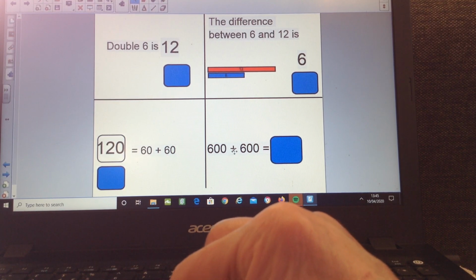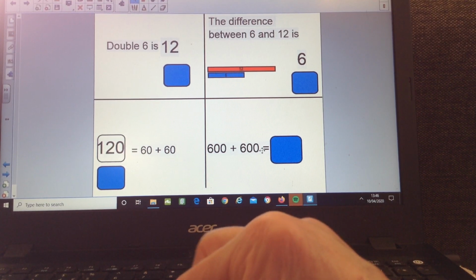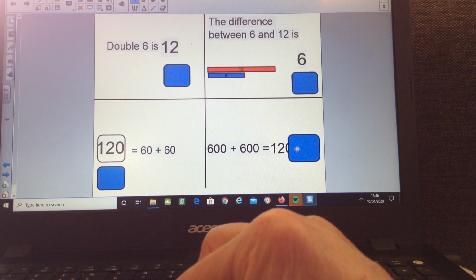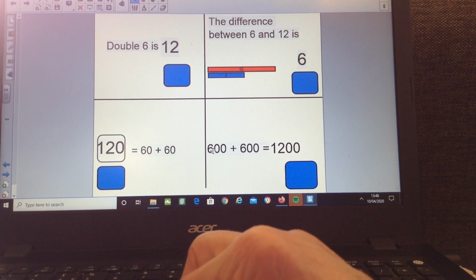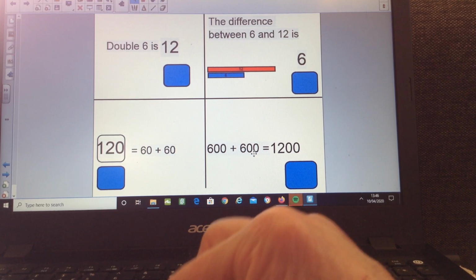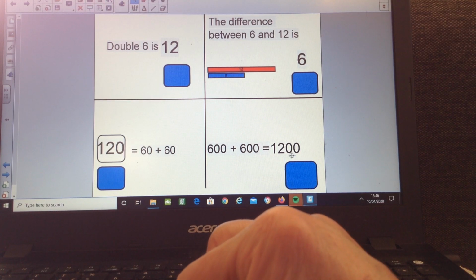600 add 600. Well, let's just do the 6 add 6 first, shall we? 6 add 6 is 12, so 600 add 600 is 1200.